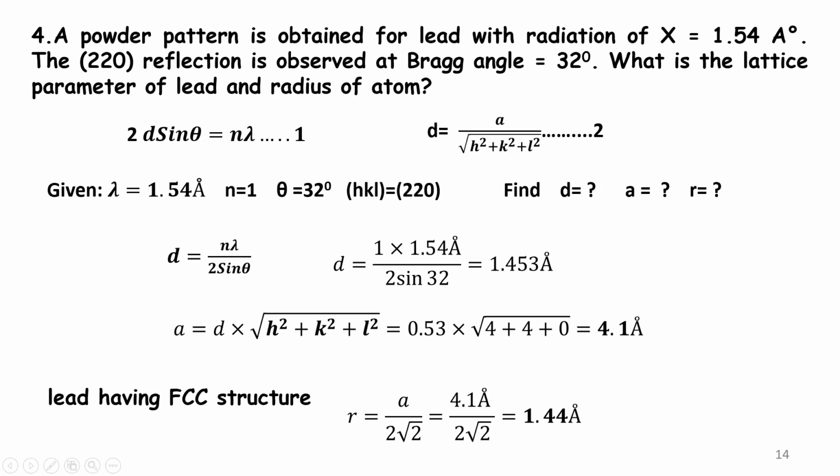Now lead has the FCC structure, therefore the radius for the FCC structure is given as r is equal to a divided by twice under root 2. By substituting the value of lattice parameter a, we get the radius of the atom r is equal to 1.44 angstrom unit. So now in this way, for the determination of the lattice parameter and the radius of the atoms, we need three formulas. One is the Bragg's diffraction condition, second one is the interplanar spacing, and third one is the formula of the radius of the FCC structure.